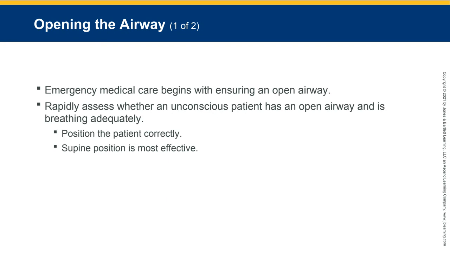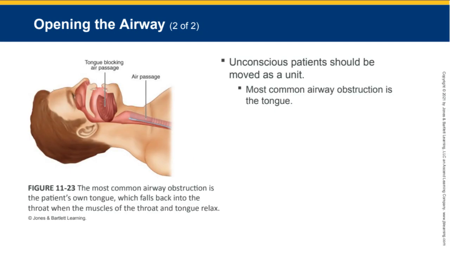If there is no breathing, evaluate the pulse for rate, rhythm, and strength. If there are signs of breathing, evaluate the breathing for rate, rhythm, quality, and depth, and manage accordingly. So position the patient correctly. Supine position is the most effective position to properly assess a patient's airway if they are not communicating.